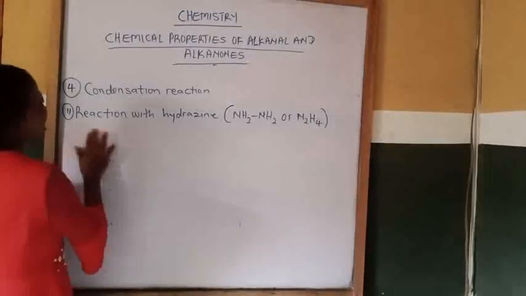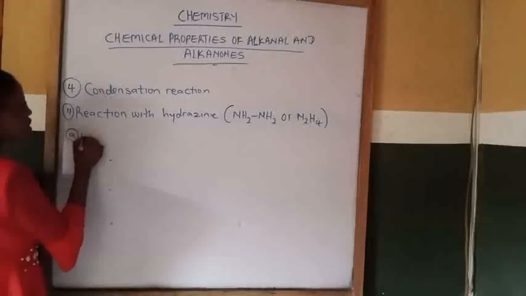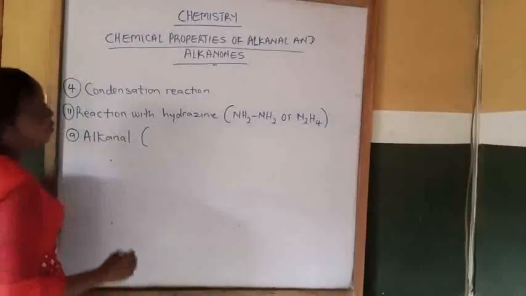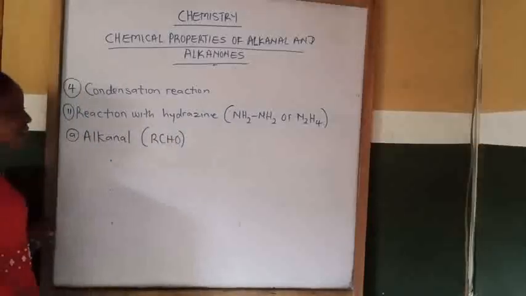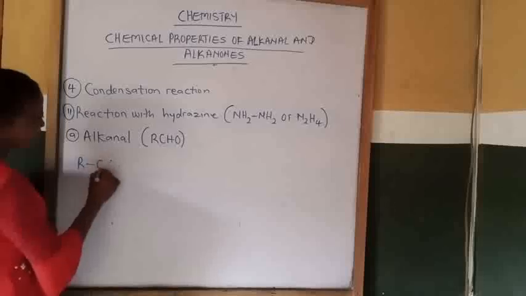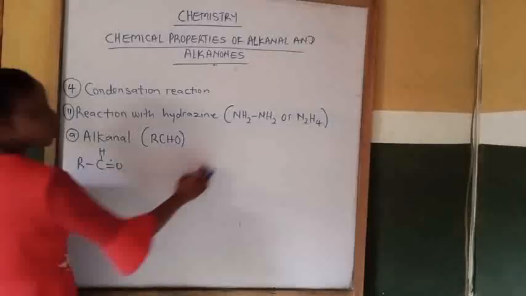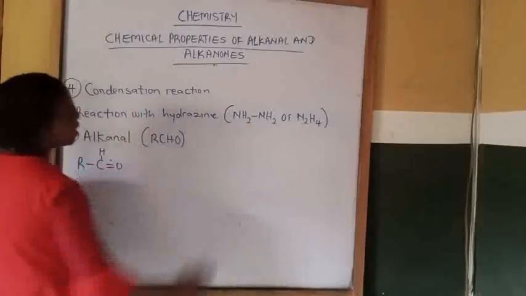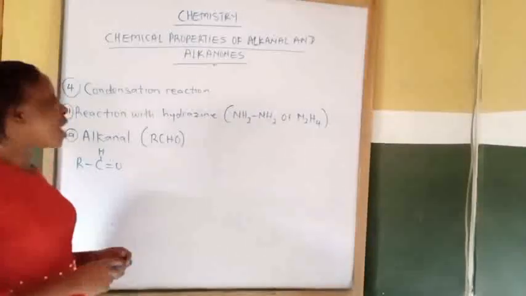So reaction between alkanal and alkanone and hydrazine. Let's first talk about reaction of hydrazine with alkanal. The general formula for alkanal is RCHO. So let's turn it into structural formula. That will be R, C double bond O, then H. That is the structural formula. So we react an alkanal with hydrazine.